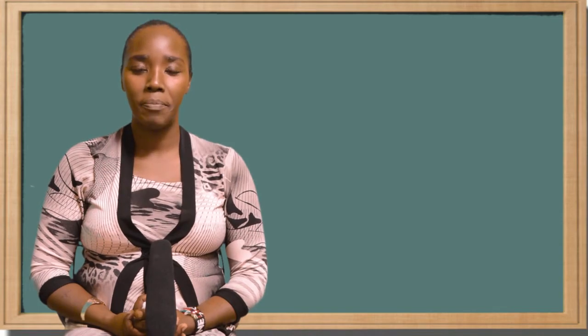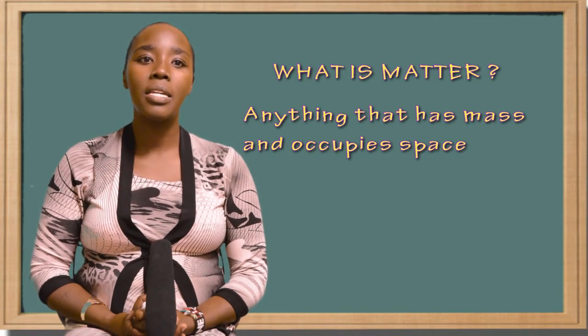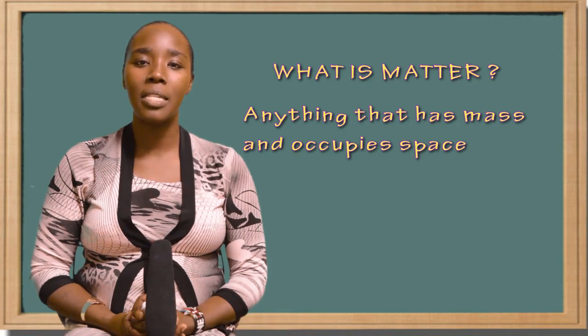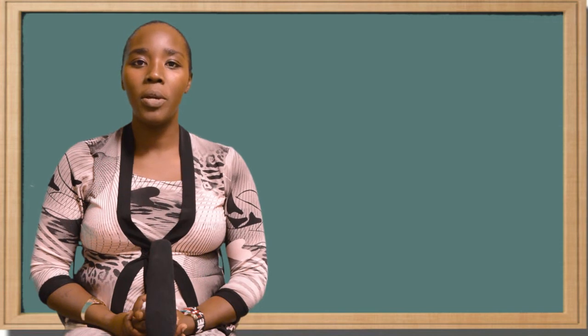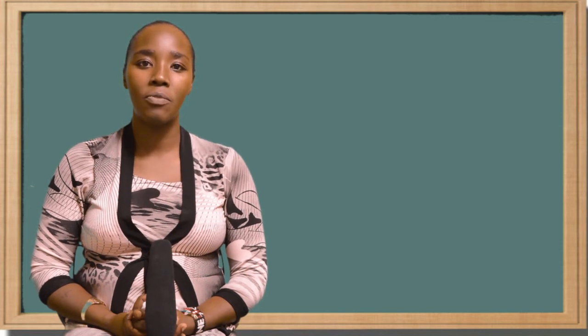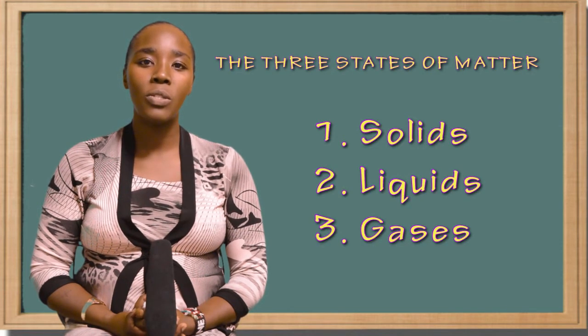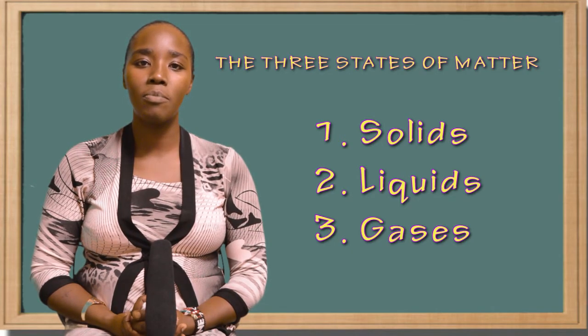What is matter? Matter is anything that has mass and can be in a position to occupy space. We also learned that there are 3 states of matter. We have solids, liquids, and gases. Once we get now to the secondary chemistry, we will see that the solid, liquid, and gas, which are the states of matter, can be interconvertible.